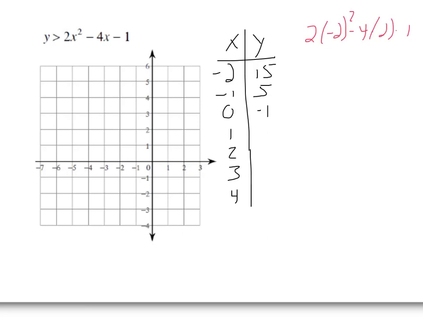0 would give us -1. 1 would give us -3, again, just by plugging it in. 2 gives us -1. 3 gives us 5. And 4 gives us 15. So the first point that I can actually graph would be -1, 5. 0 gives us -1. 1 gives us -3. 2 gives us -1. 3 gives us 5. And there's your symmetry.